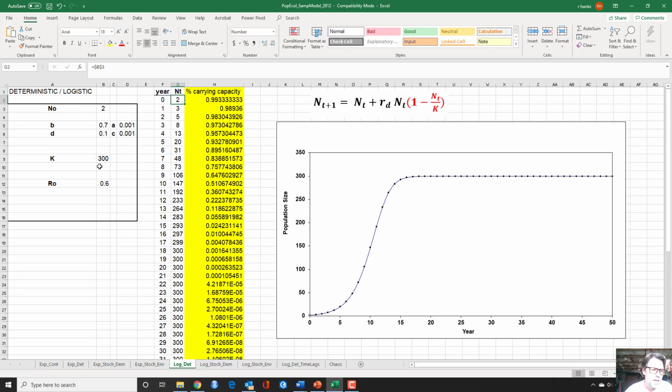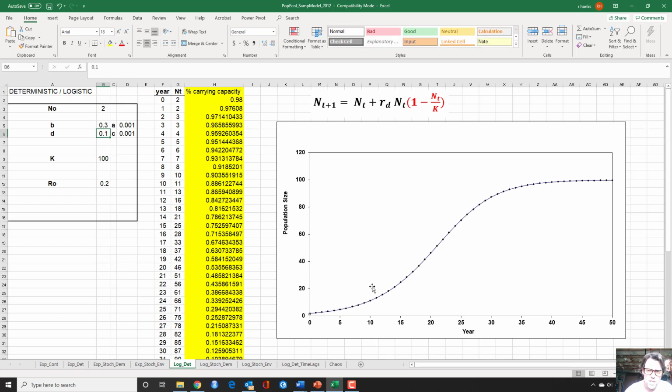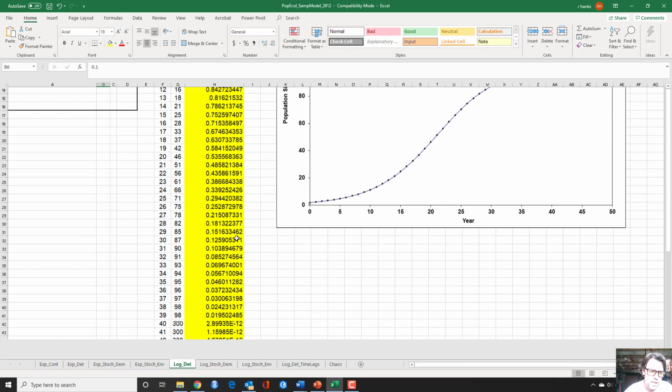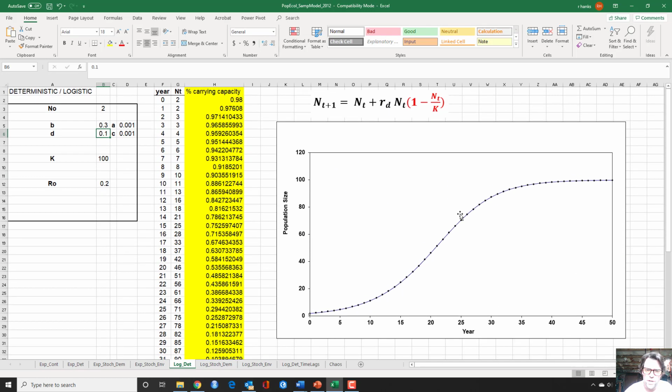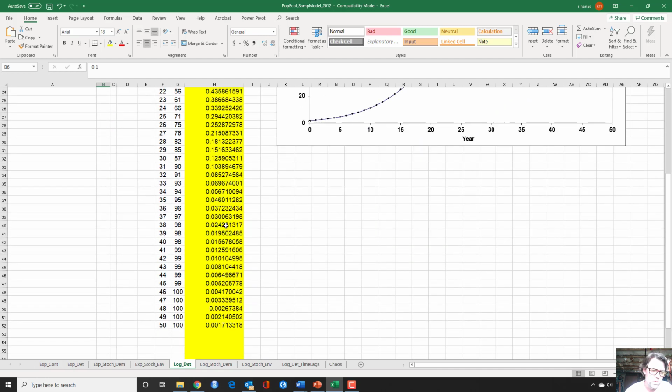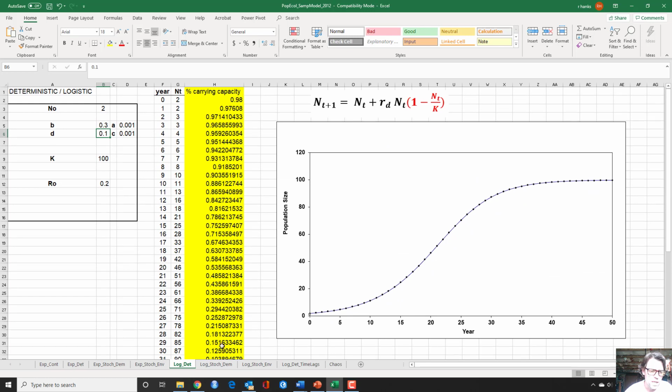And then if I change, for example, this birth rate from 0.7 to let's say 0.3, you can see that it changes. And in this example, the 50 years was never enough to reach our carrying capacity. Or I'm sorry, it was, because our carrying capacity changed to 100. So our carrying capacity changed, and we reached 100 individuals around 46 years. Okay, so this is, again, a deterministic model.